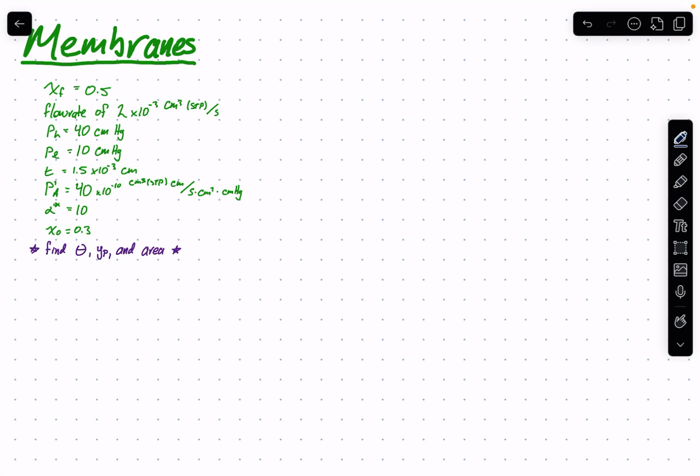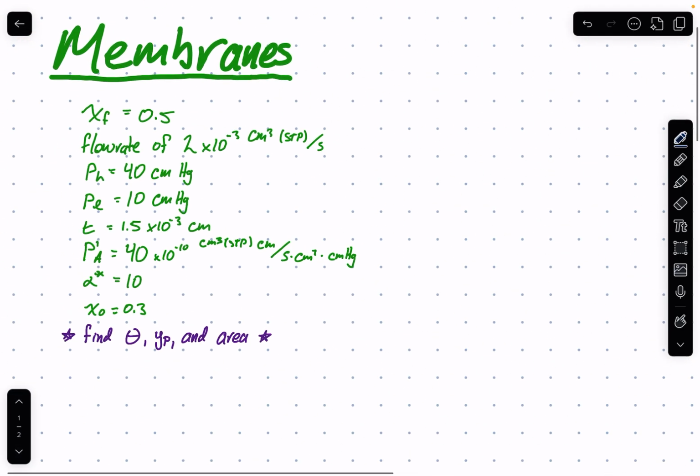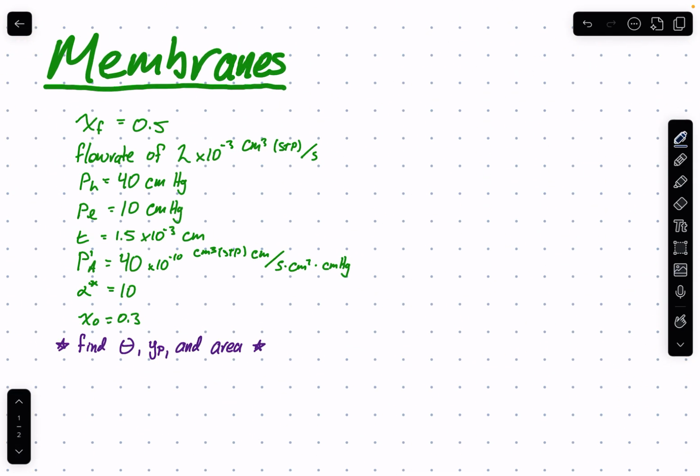Class. Today we're going to go over a membranes example. In this example, we're given a feed composition of 0.5, a feed flow rate of 2 times 10 to the minus 3 centimeters cubed at standard temperature and pressure per second. We're given a feed pressure of 40 centimeters of mercury and a permeate pressure of 10 centimeters of mercury.